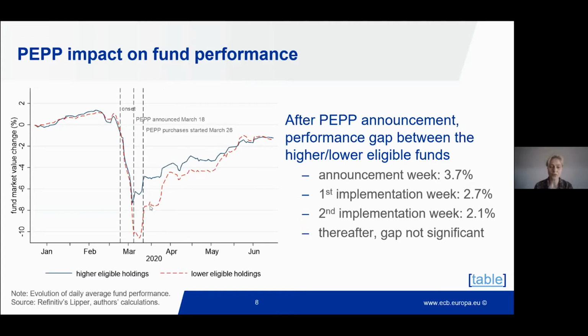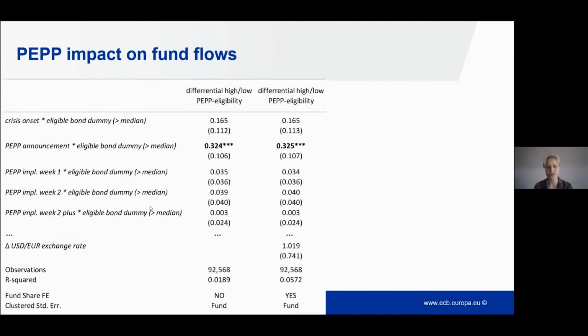Now, this is good news in the sense that we know from the prior literature that bad performance can trigger outflows. And so what we do next is to ask whether PEP also helped with outflows. And here are the results. These are excerpts from our diff and diff regression. And what is interesting is to look at the second line here, where we interact the week of PEP announcement and this eligibility dummy. These are the funds that have relatively more PEP eligible assets.